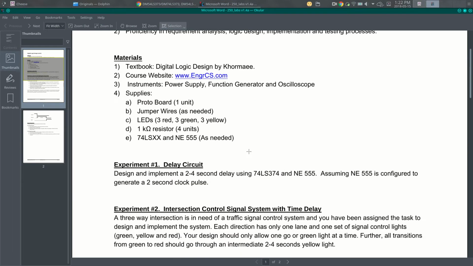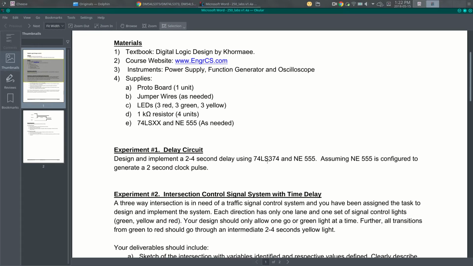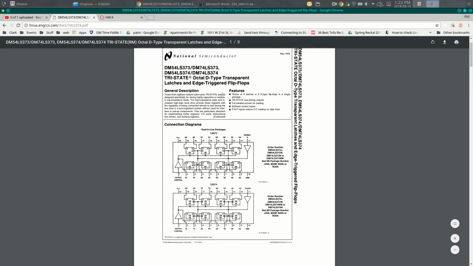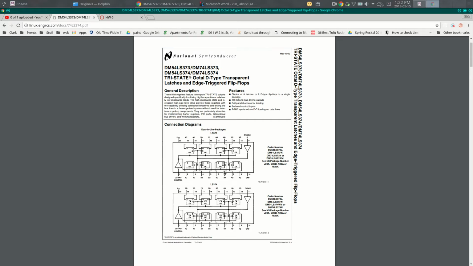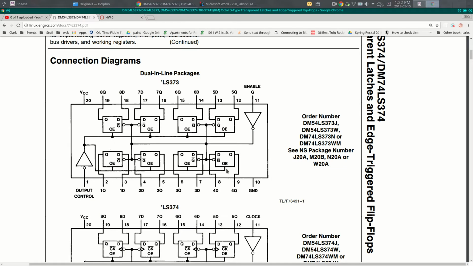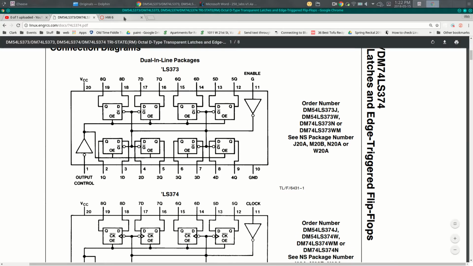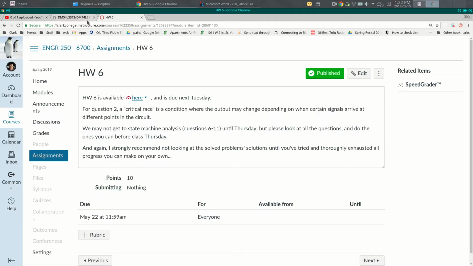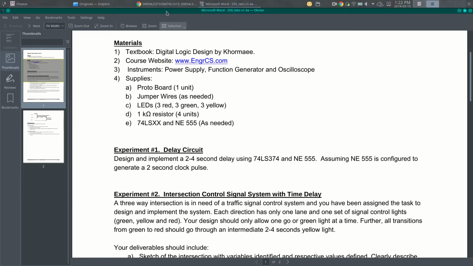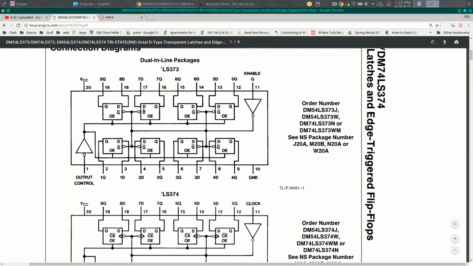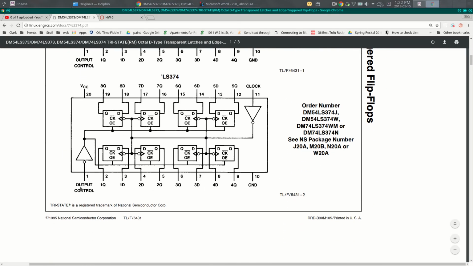So how do you do this? Well, you're going to use the 74LS374. This is a set of flip-flops. So it's a set of what we call D flip-flops. And we'll talk about D flip-flops shortly. But basically, so 374, yes. So this picture down here.